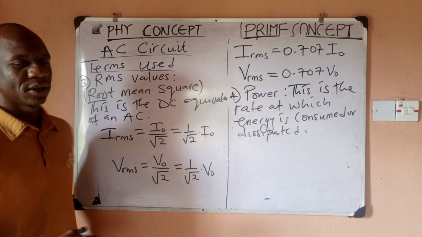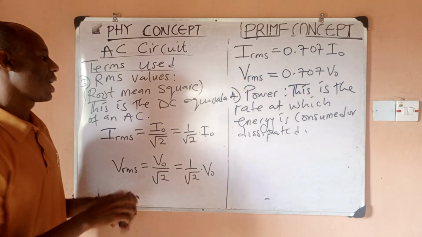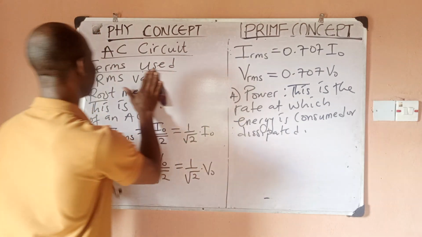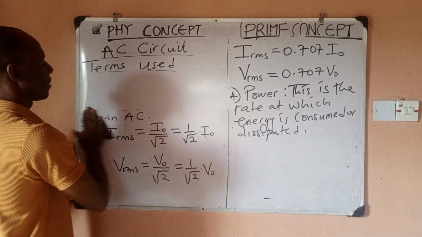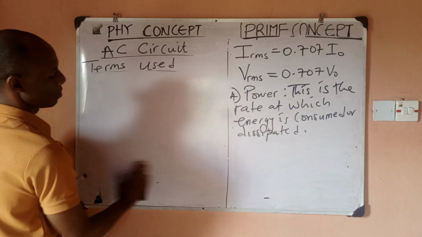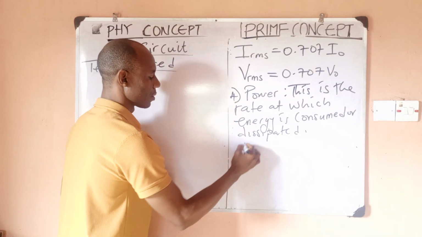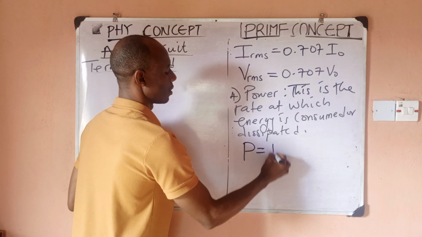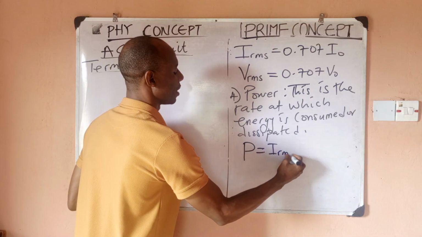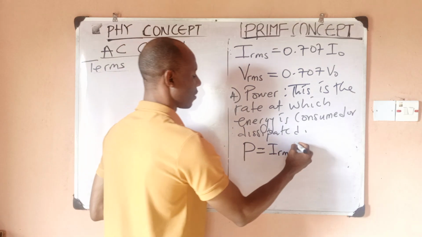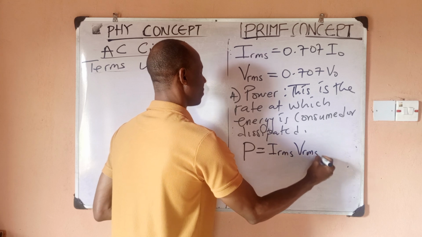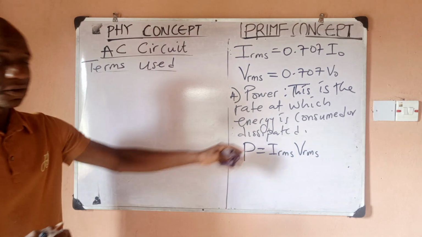And we have 3 relationships for power, like we already know from our DC analysis. So we have 3 formulas for power. And power is given by the equation P equals IRMS times VRMS. So take note that it is the product of IRMS and VRMS. So this is very important.